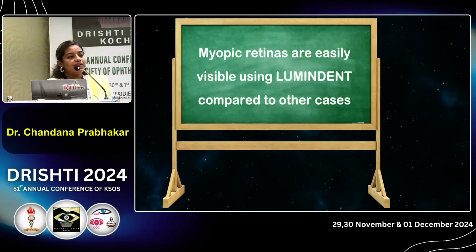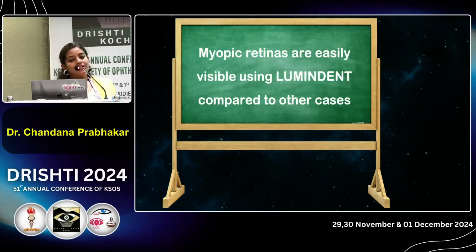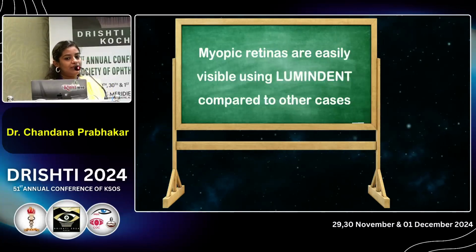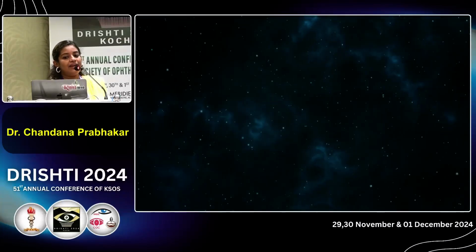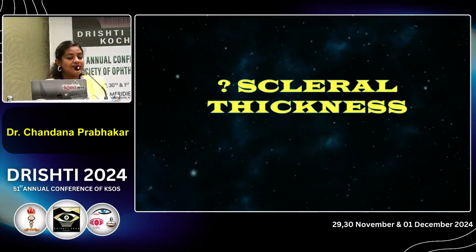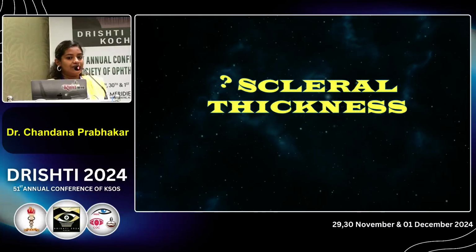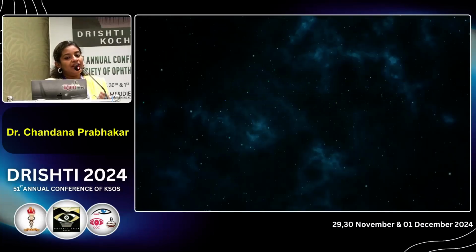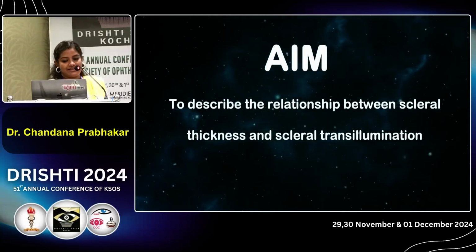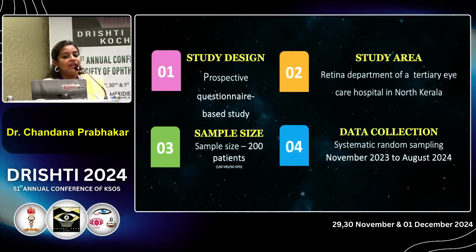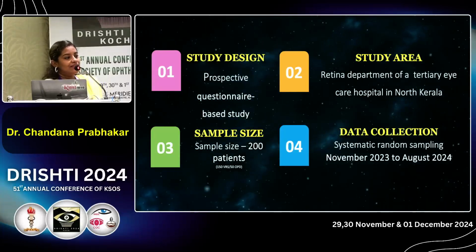While using Lumi Indent in the OT, we observed that myopic retinas are easily visible using Lumi Indent compared to other cases. Pondering what could be the reason, we thought that scleral thickness could be a reason. So we proposed a study aimed at establishing the relationship between scleral thickness and scleral transillumination. For that, we proposed a prospective, questionnaire-based study.